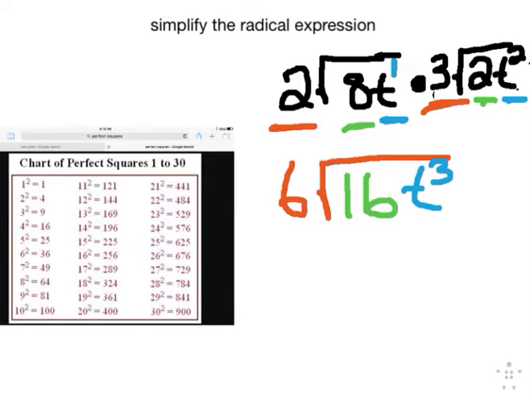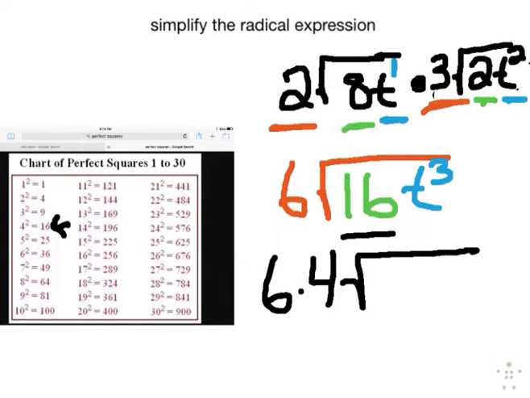So first, we're going to take the square root of our number. And we see that it's on our perfect square sheet. So the perfect square of that is 4. So that would be 6 times 4, because we're bringing that 4 to the outside.